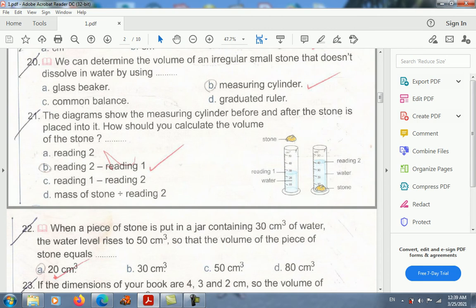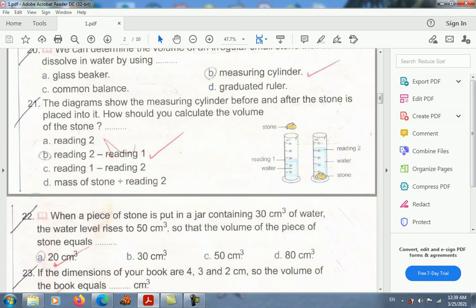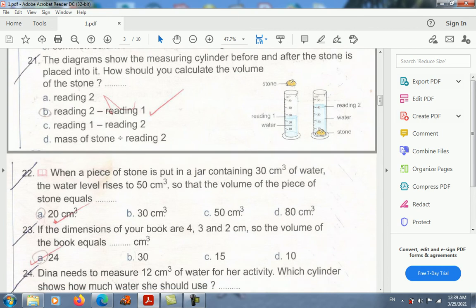19. The volume of a solid object is measured in centimeter cube unit. 20. We can determine the volume of an irregular small stone that does not dissolve in water by using measuring cylinder. 21. The diagrams show the measuring cylinder before and after the stone is placed into it. How should you calculate the volume of the stone? Basically, it's reading 2 minus reading 1.